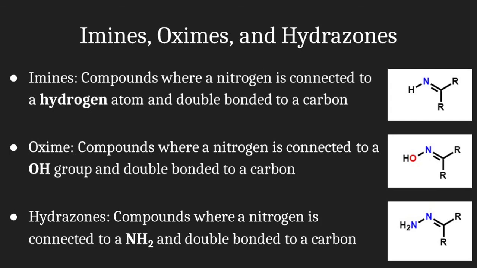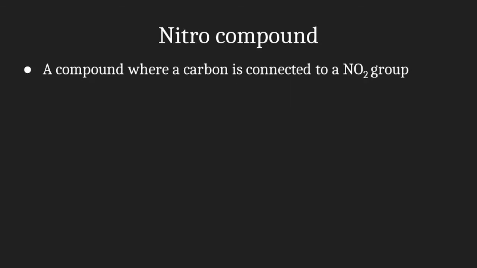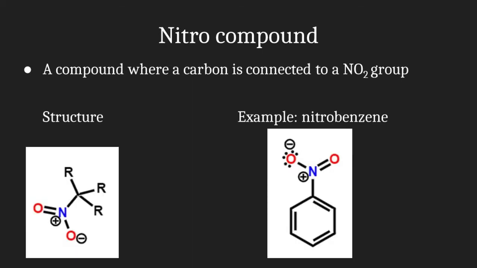The next type is a nitro compound, and this is where a carbon is connected to an NO2 group, such as shown in nitrobenzene. So the benzene is the hexagon, and then the nitro group itself is the NO2, where the nitrogen has a positive formal charge, and each oxygen would carry a negative formal charge.